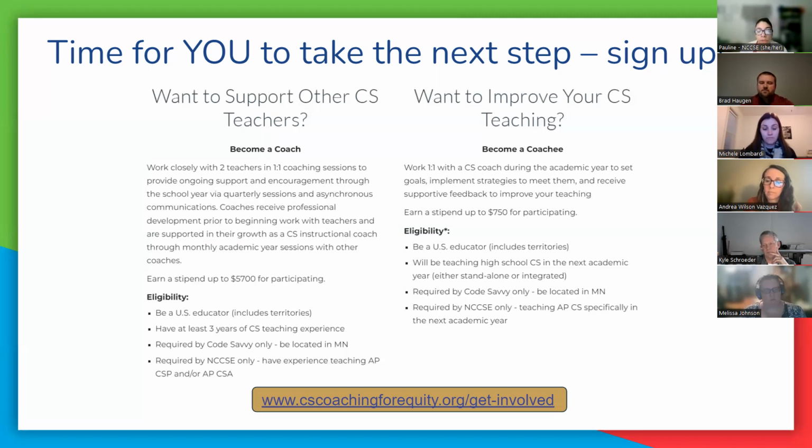We're planning to review applications on a rolling basis starting in April. And we would be identifying coaches and coachees on a monthly basis. Coachees would start in August of 2023, and would be in the program all the way through the end of the 2023-2024 academic year.